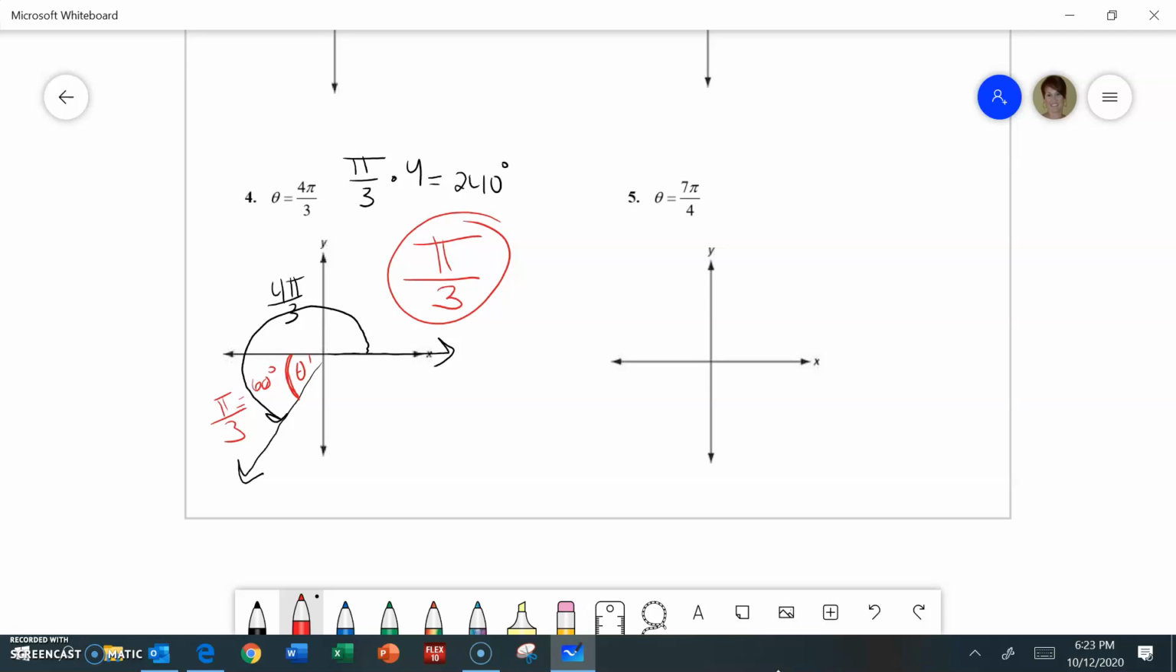And for number 5, we're going to take a look at 7 pi over 4. Once again, to do this in your head, I'm thinking pi over 4, which I hope you have memorized, is 45 degrees, and I need 7 of them. So if we think of what that would be, 7 times 45 is a 315 degree angle.